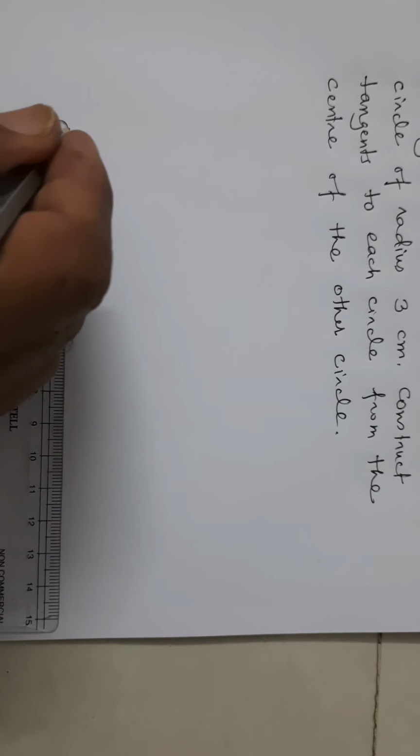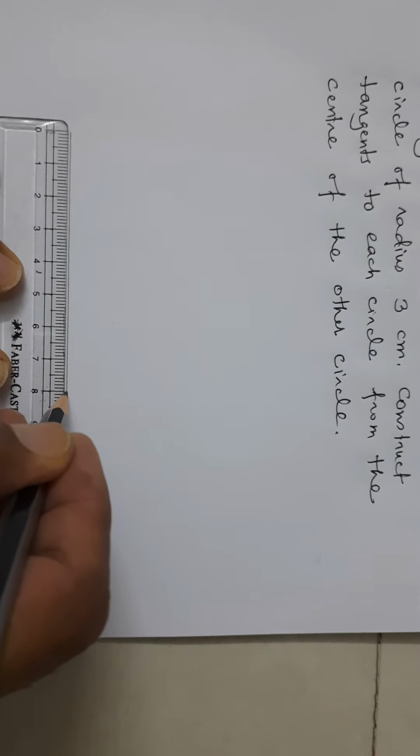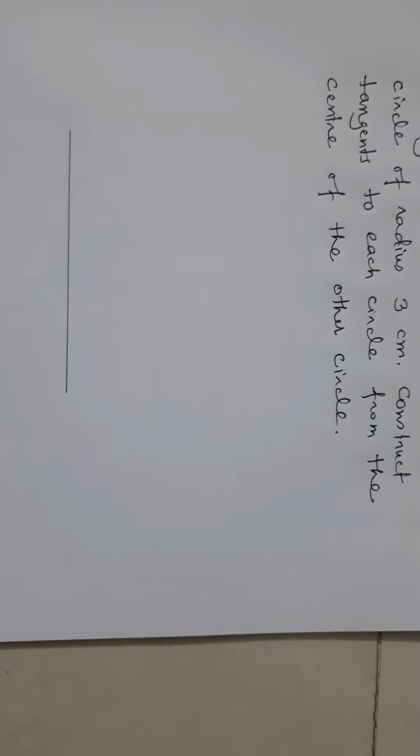So here we are drawing line segment AB of 8 cm. See that the pencil is well sharpened, and make minimum use of the eraser. You should not use the eraser at all. A, B, that is 8 cm.